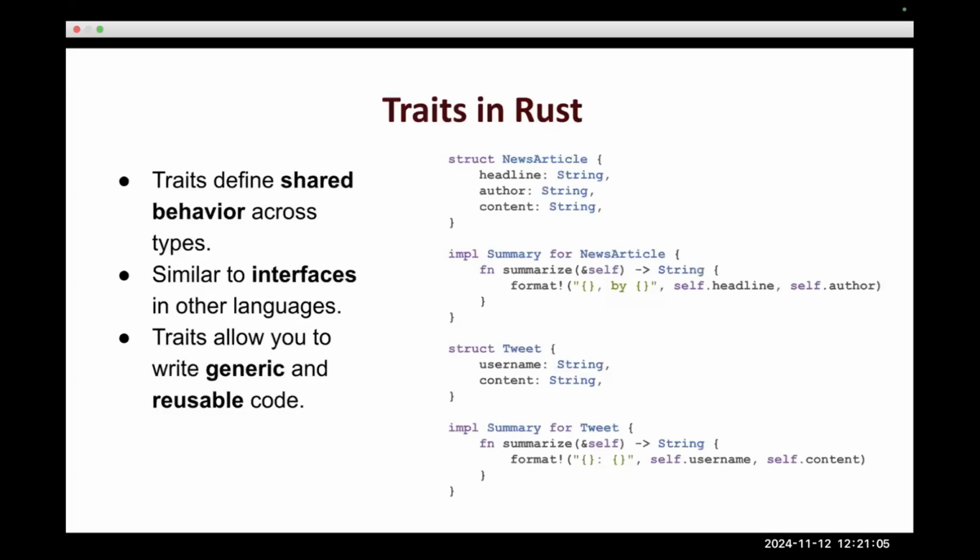So the same function summary could give you a summary for either the news article or tweet. So that's a powerful interface. You don't need to change the name of the function, or I'm sorry, here it should be called a trait, but it can handle different cases.